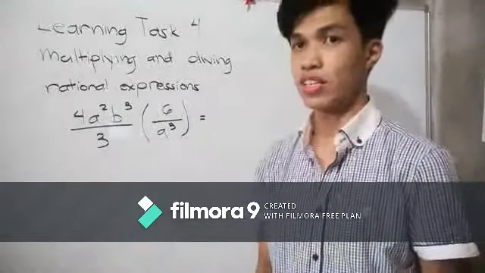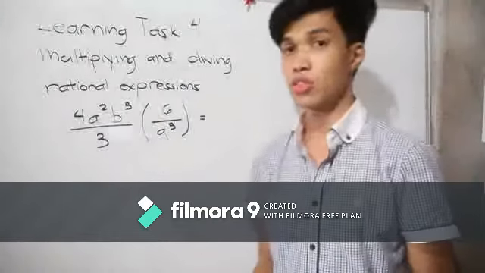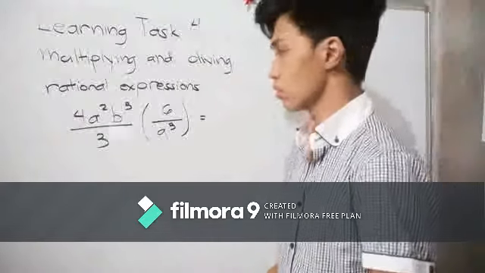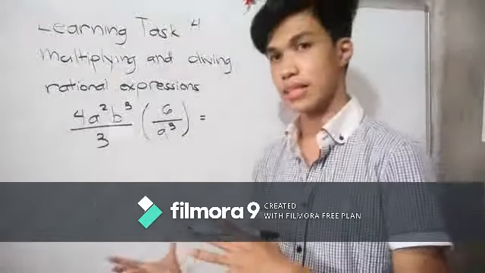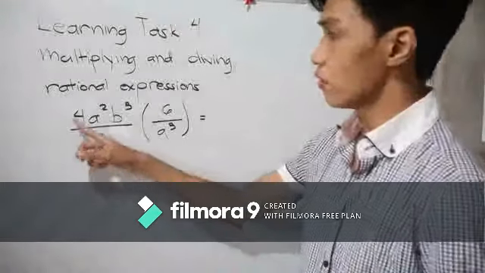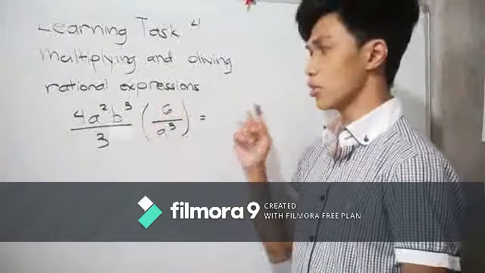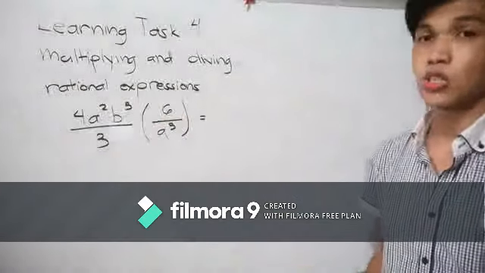Okay, so for the learning task number 4, we need to multiply and divide rational expressions. So, let's have this first example. Let's have 4a squared plus b cubed over 3 multiplied to 6 over a cubed.